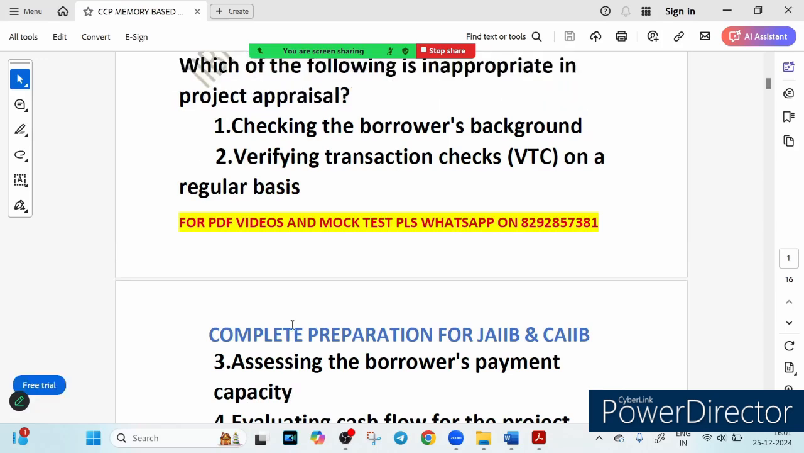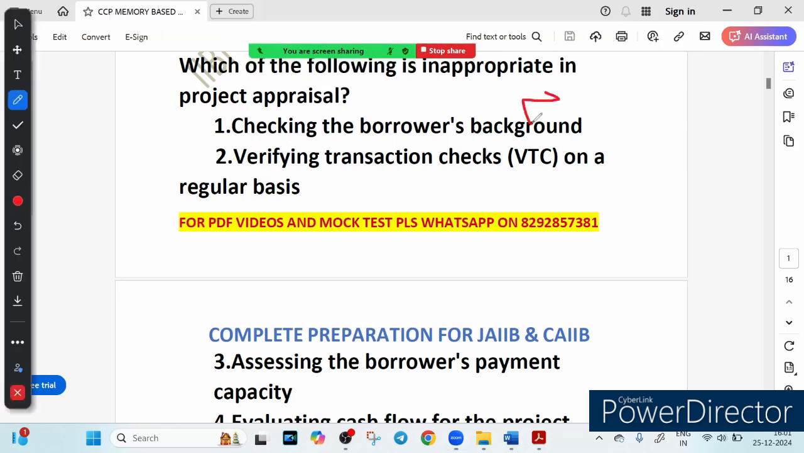So which is inappropriate? Let's see the first option, checking the borrower background. This is a standard part of project appraisal. Lenders need to assess the borrower's credibility and past financial behavior to minimize the risk. Imagine you are lending money to a friend. Wouldn't you want to ensure that they are trustworthy and have repaid debt in the past? So that is a part of the project appraisal.